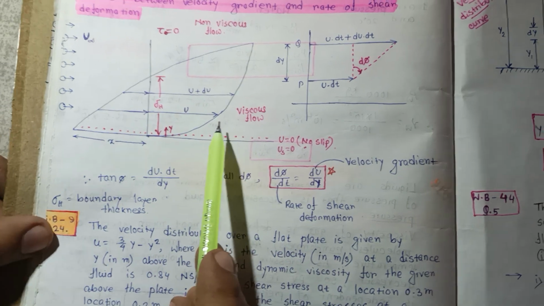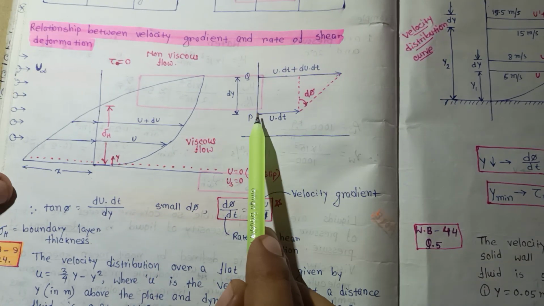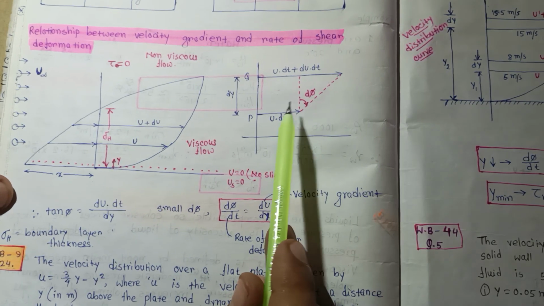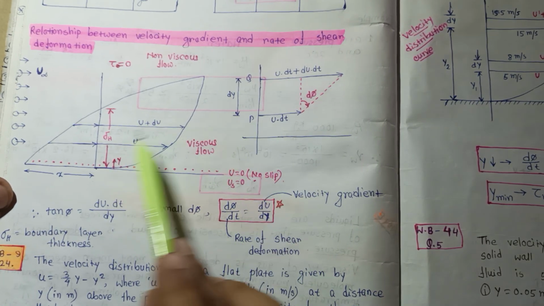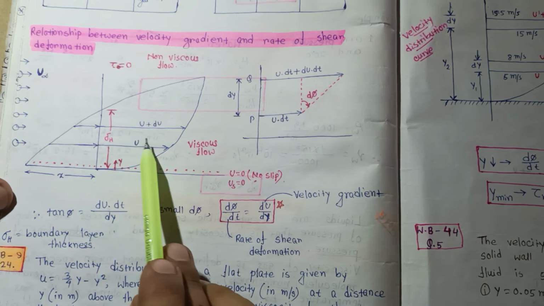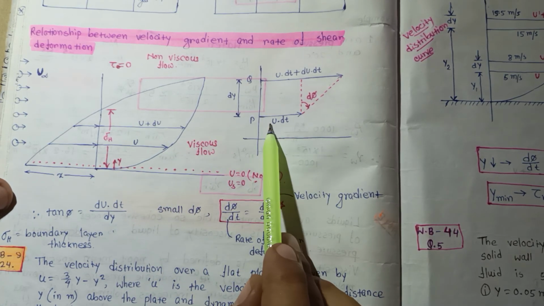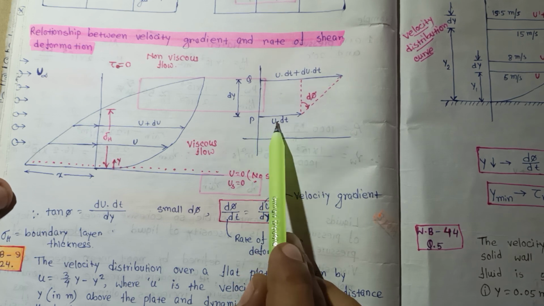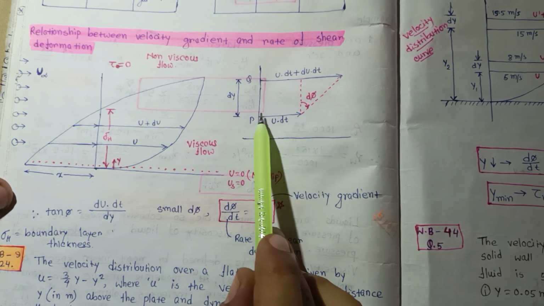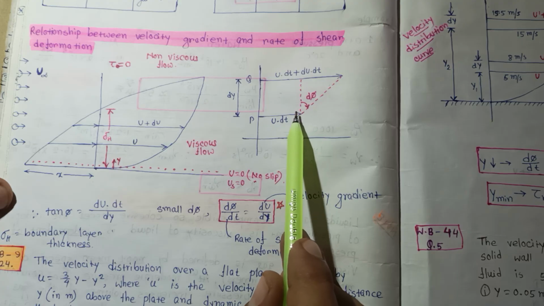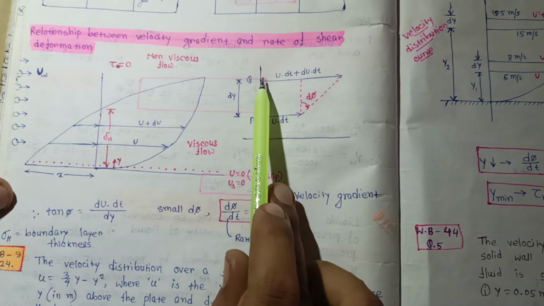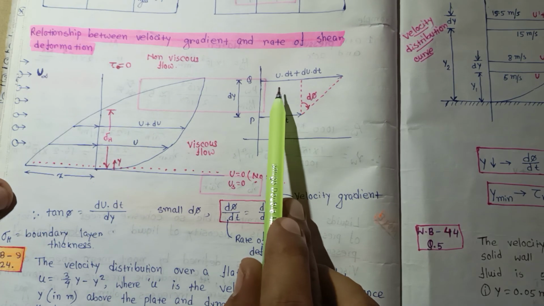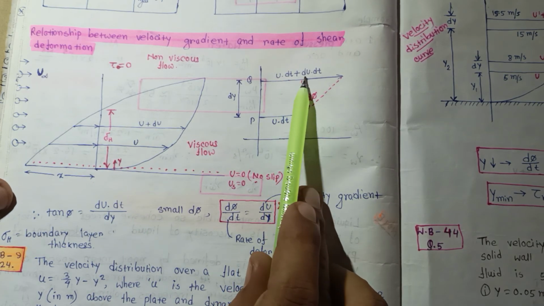Okay, now let's try to understand that. Just focus on the enlarged view here. At point P the velocity is u, and in a small time dt the distance is u into dt, since s equals vt, where v is the velocity and t is the time. And at Q, this location, the velocity is u plus du, so multiplying by dt gives u dt plus du dt.